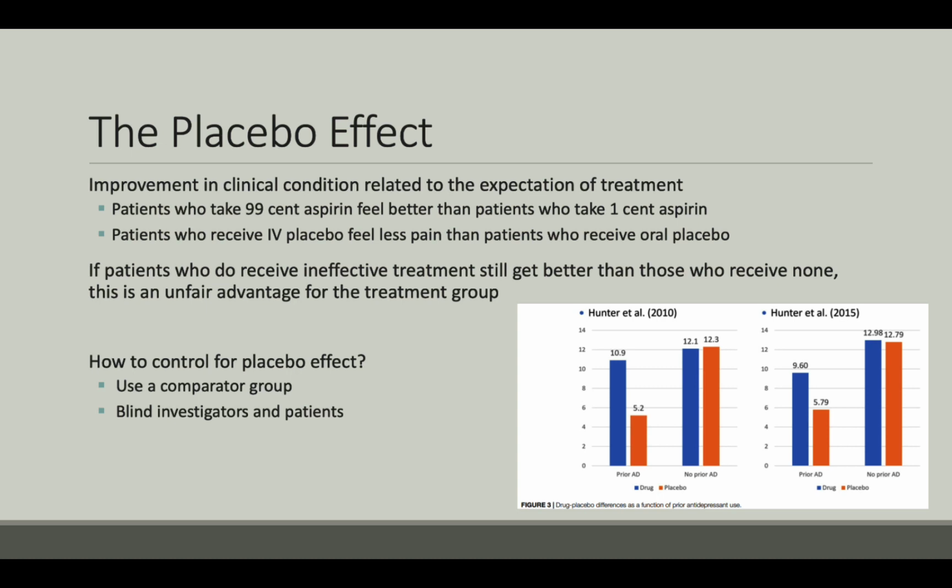So how do we eliminate the placebo effect? We should use a comparator group to ensure that medications are actually effective compared to placebo alone. If they're not, then we shouldn't be recommending them. Also, blinding investigators and patients makes sure that the two groups truly remain equal.